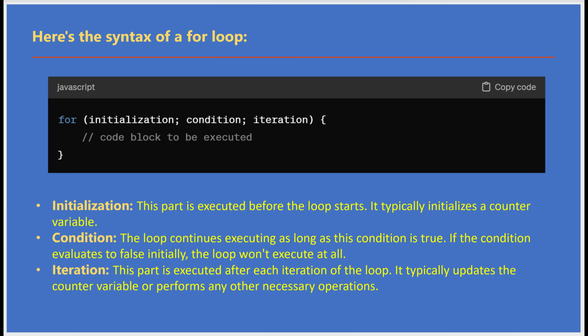Next, we have the condition. This is the lifeblood of the loop. As long as this condition holds true, the loop keeps executing. If the loop encounters a false condition from the get-go, it won't execute at all. It's a strictly by-the-book operation.